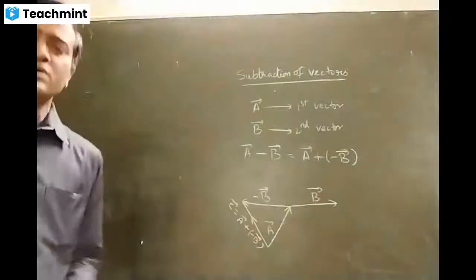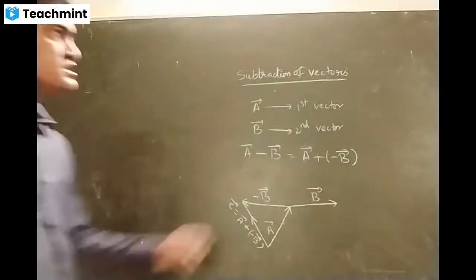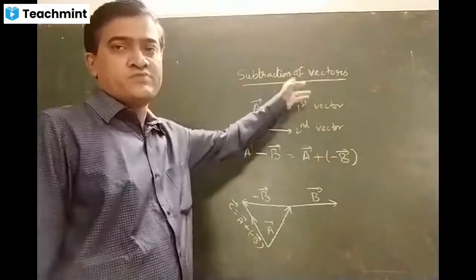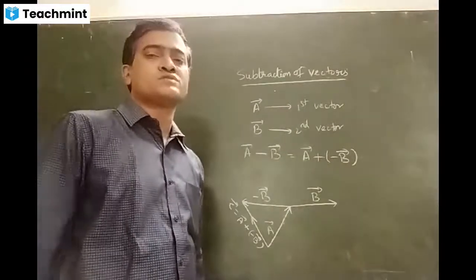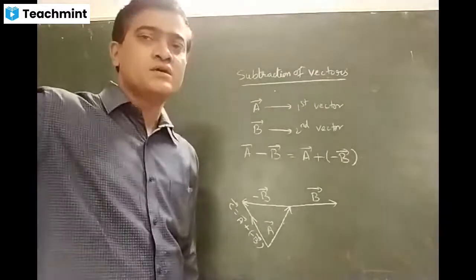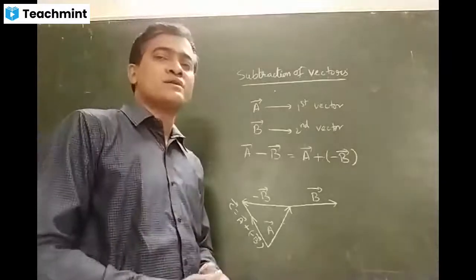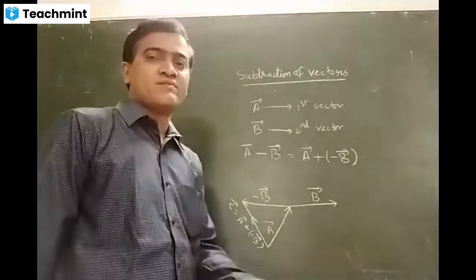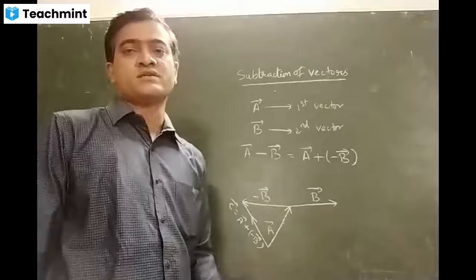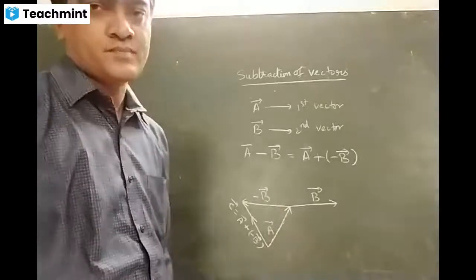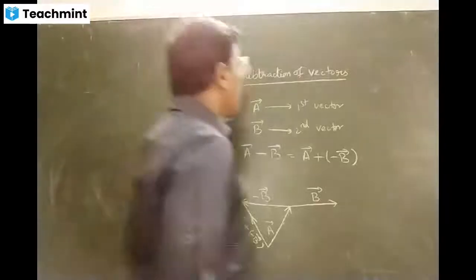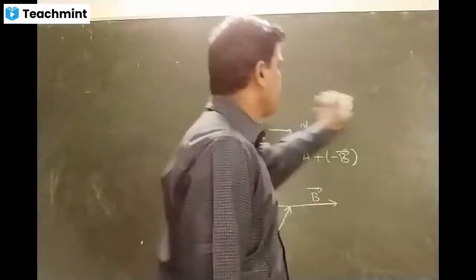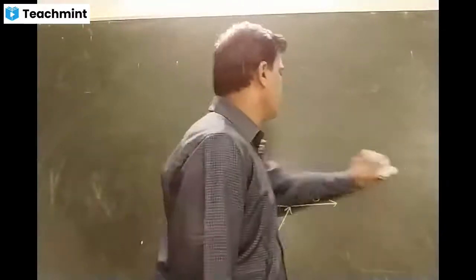Right? This is how you have to subtract. Subtraction is not different from addition. It is a part of addition only. So whenever you want to subtract the second vector from the first vector, you have to add the negative of the second vector to the first vector. That gives the resultant. That's it. Okay? Fine.